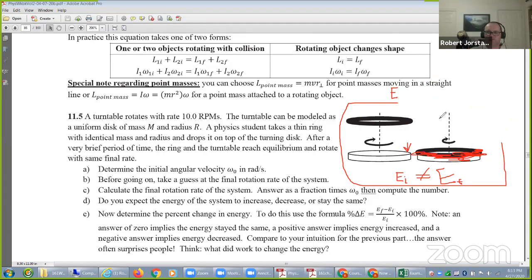Let's check the chat question. Yeah, and it's during a very brief period of time. So does anybody know a practical application of having these two disks come together and come to the same rotation rate?